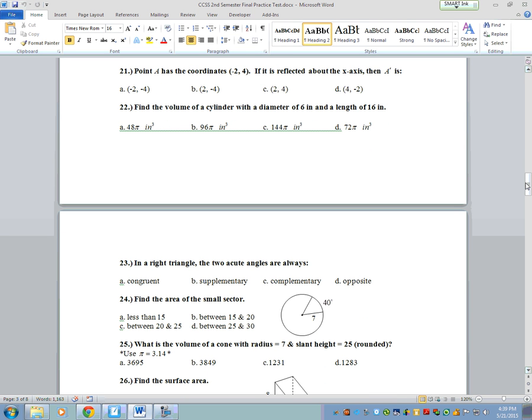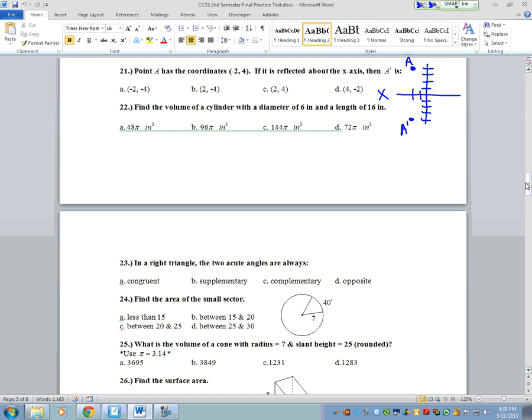21 through 25. So 21 says point A has coordinates (-2, 4). I'm going to draw a quick sketch here: 2 over, 4 up. So there it is, here's A. And it says it's reflected about the x-axis. Now the x-axis is this one right here. If I reflect it about the x-axis, it's going to put it the same distance down below that it was up above. So A prime lands down here, at (-2, -4).